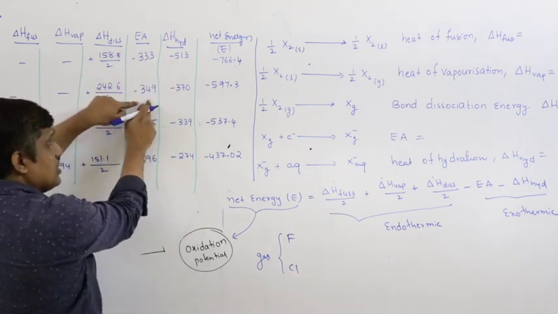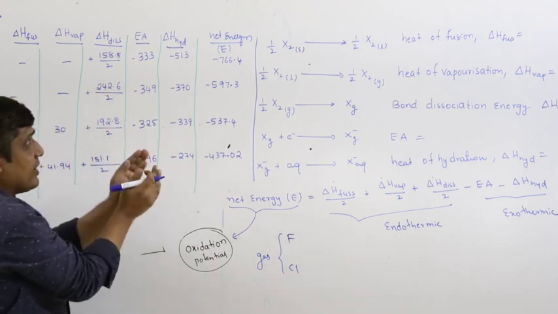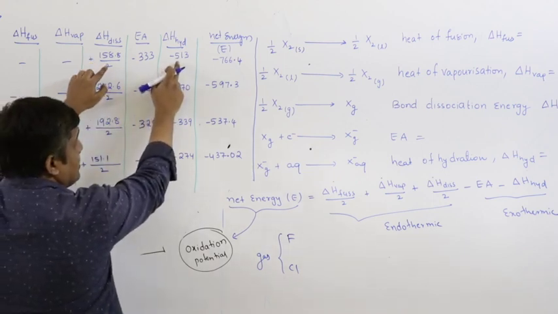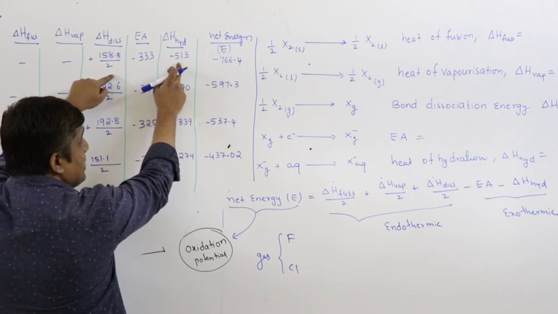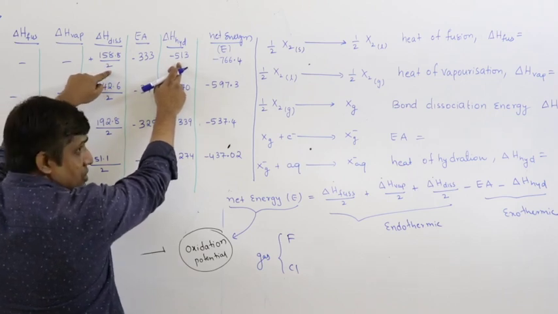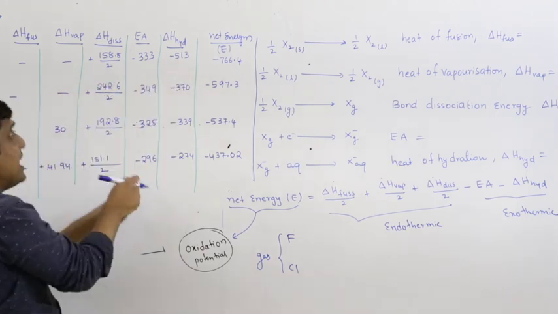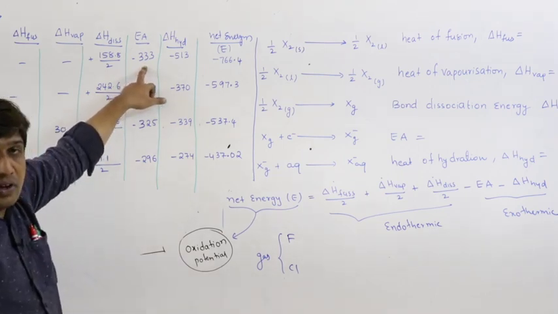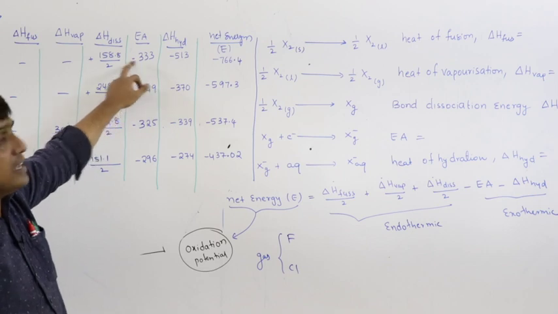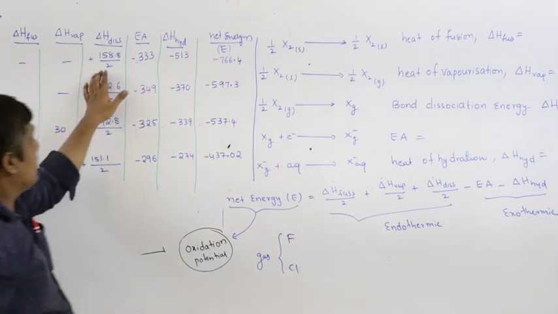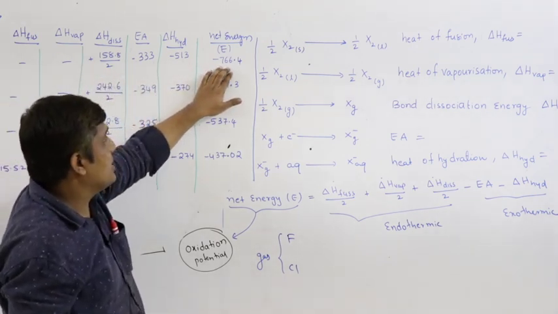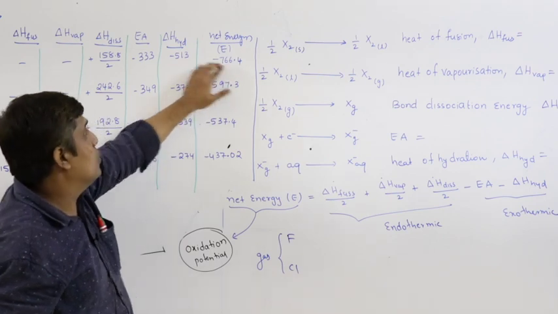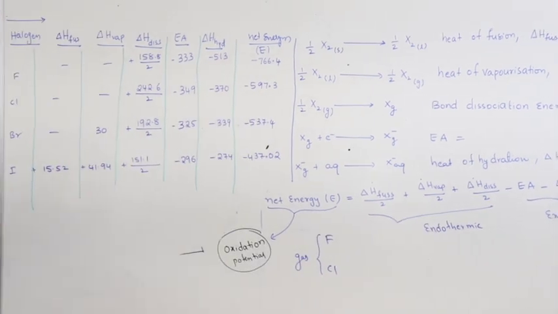One factor favors chlorine. In simple language, the net energy released in heat of hydration and consumed in dissociation compensates for the low value of electron affinity in the case of fluorine. So if I combine these three, the net energy released is more negative in the case of fluorine.